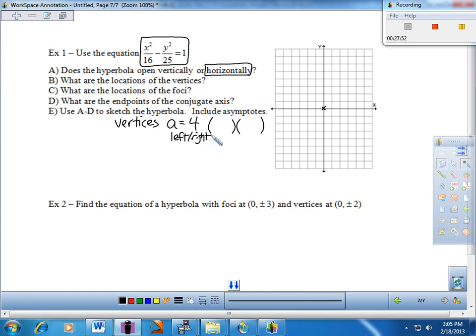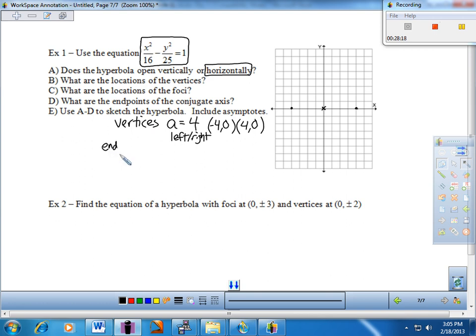Okay, so same direction as the opening, of course, to the vertices. So I literally just go 4, 1, 2, 3, 4, put a vertex. 1, 2, 3, 4, put a vertex. And so we have our 2, plus or minus 4, comma 0. Looks great. All right, now, next piece, I'm going to sort of skip C and go right to D here.